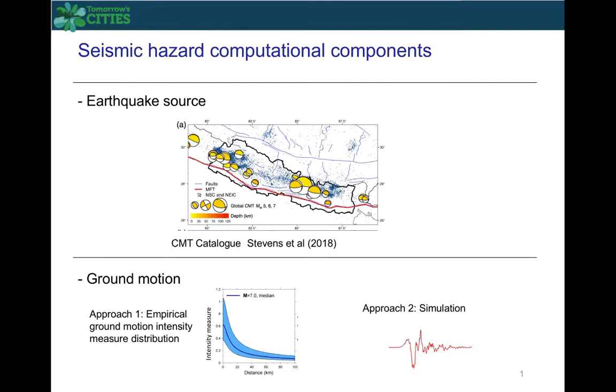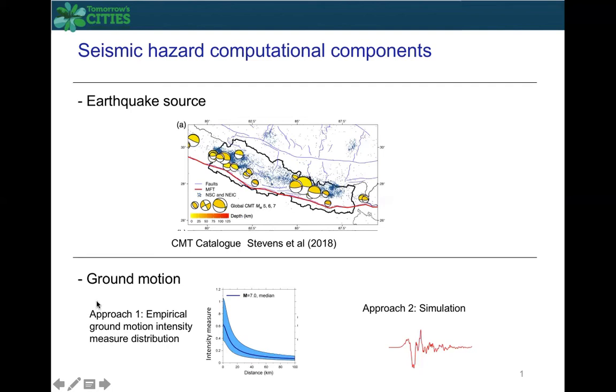The seismic hazard analysis process involves identifying the seismic sources where future ruptures could occur. The instrumental catalog of earthquakes in Nepal, shown here in this figure, indicates that small, moderate, and large magnitude ruptures could occur across the country.